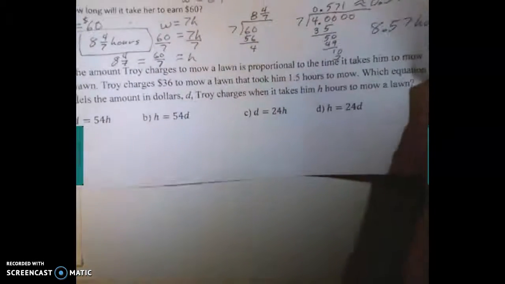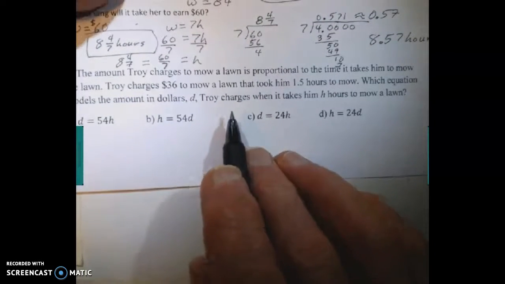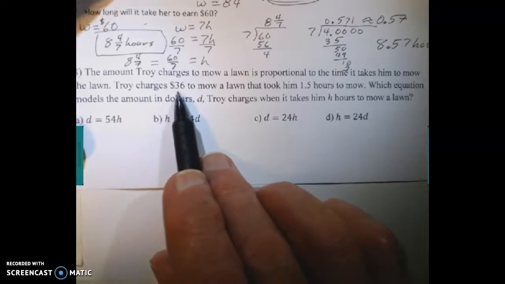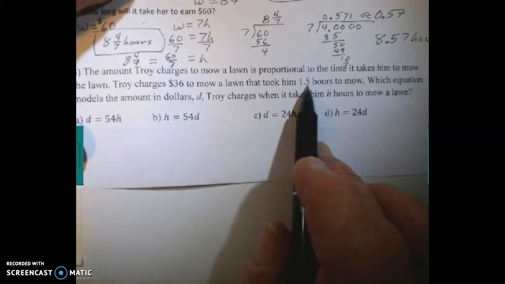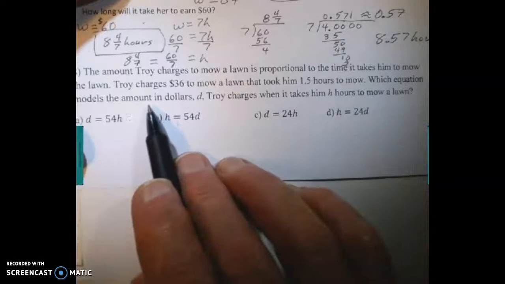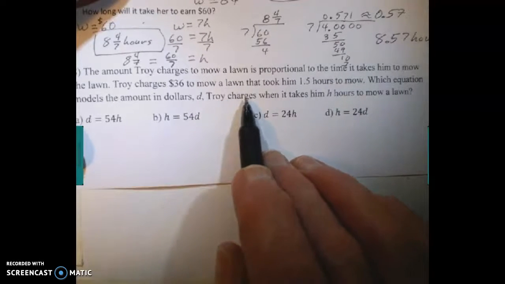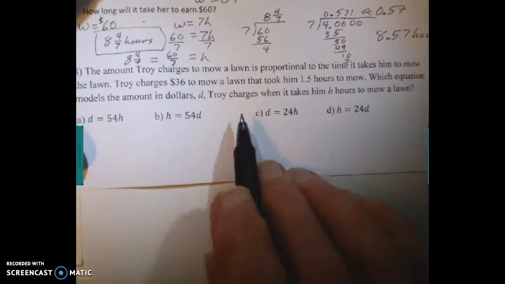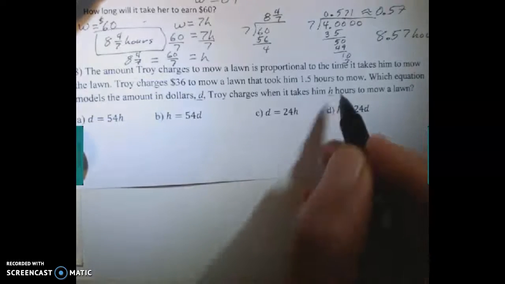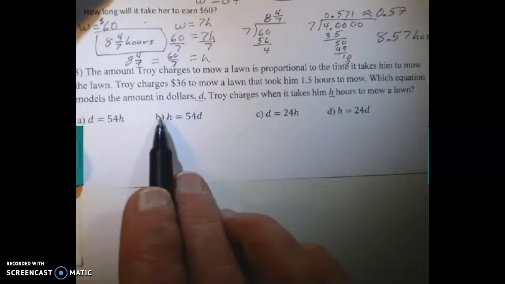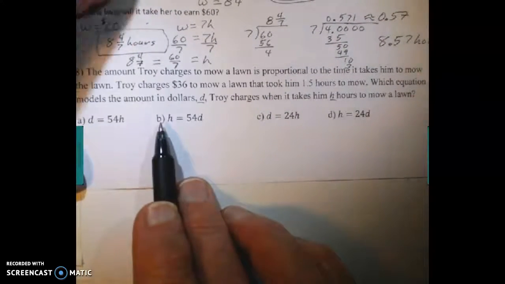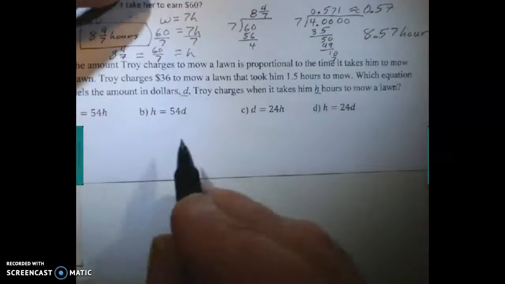Okay, question number 8. Again, it's about writing an equation. Troy is working mowing lawns. Troy charged $36 to mow a lawn that took him 1.5 hours, or 1 5/10 hours to mow. Write an equation that models the amount of dollars that Troy charges when it takes him H hours. So we're supposed to use a D and an H. Looking at our answers, you can see they've got a difference here. Sometimes they have the D by itself, sometimes the H. Okay, let's see if we can make sense of that.